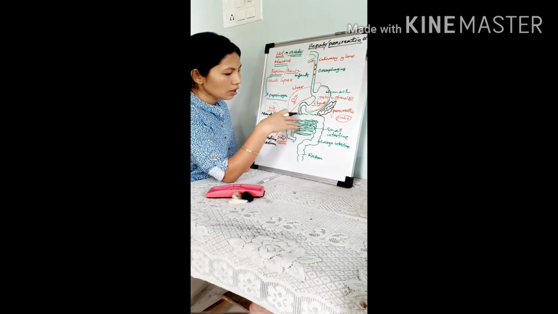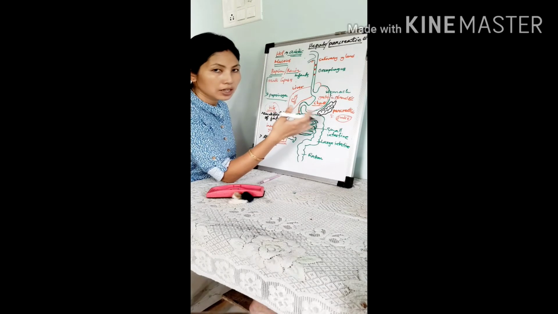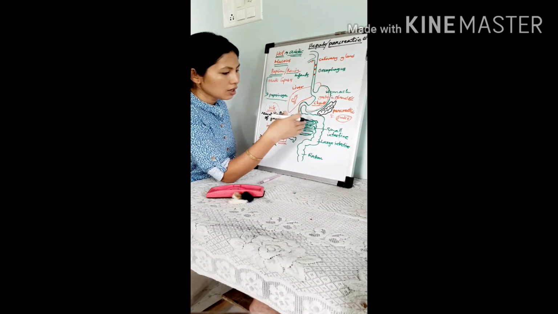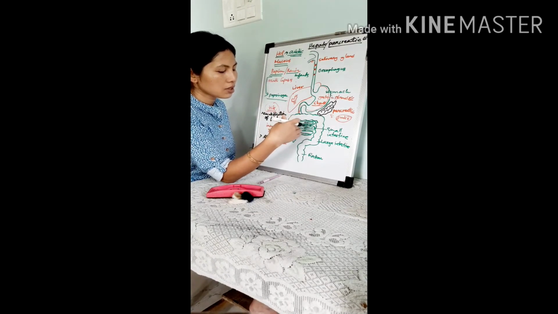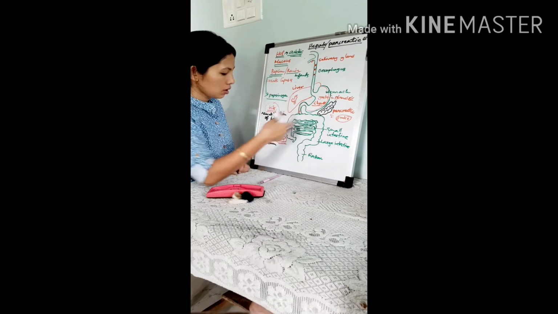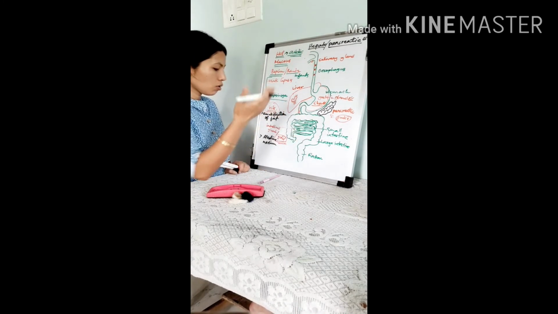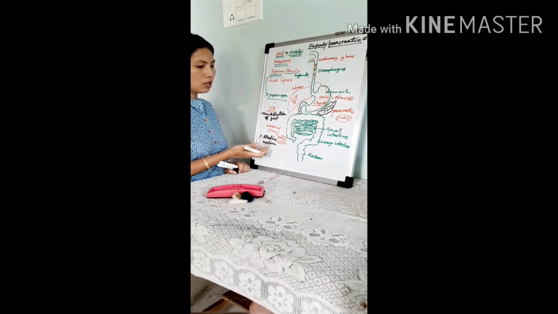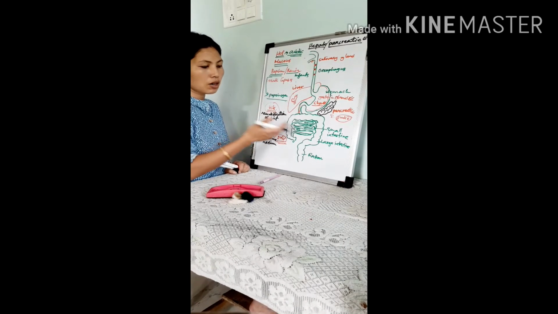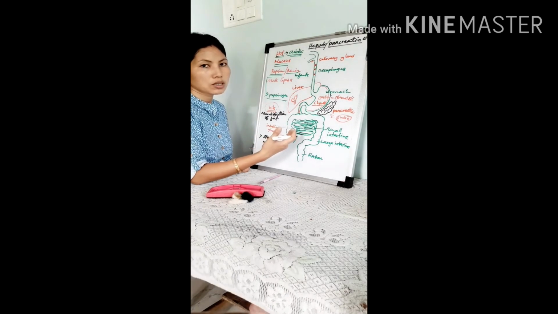So in this way, now the digestion will further be carried out in the small intestine. Now it will be completely digested by the action of various enzymes present in the small intestine, as well as in the intestinal juice, as well as in the pancreatic juice. Okay, and also the alkaline medium already provided by the bile. Now the process of digestion will be completed in the small intestine.